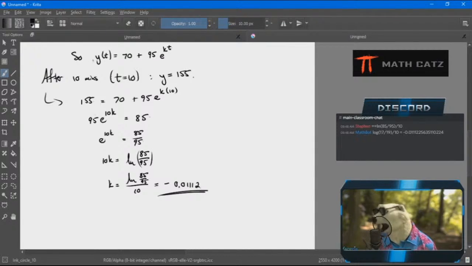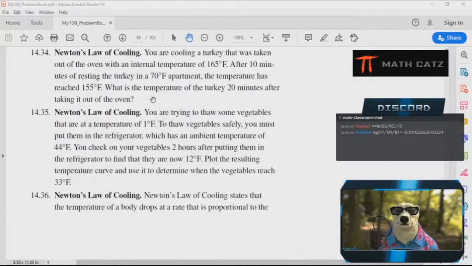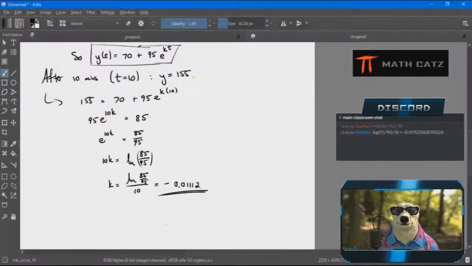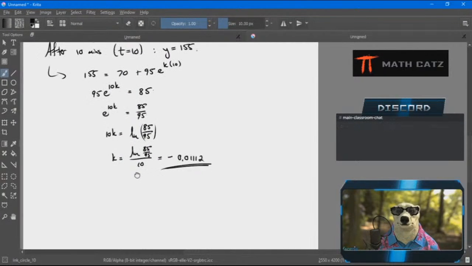I do now have all that I need in my function. So I can answer their follow-up question. What is the temperature of the turkey 20 minutes after taking it out of the oven? And we can make our own questions as well. So after 20 minutes, we simply use the function and plug in 20 for t.